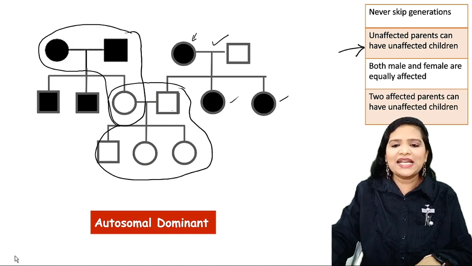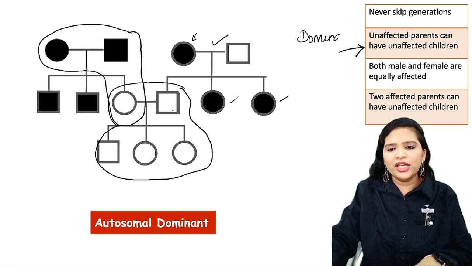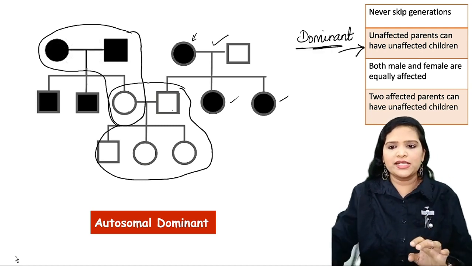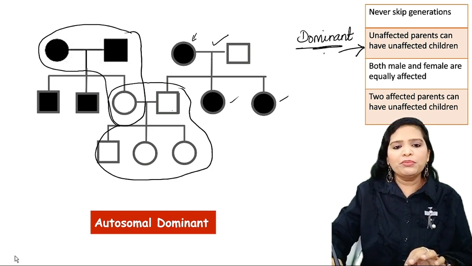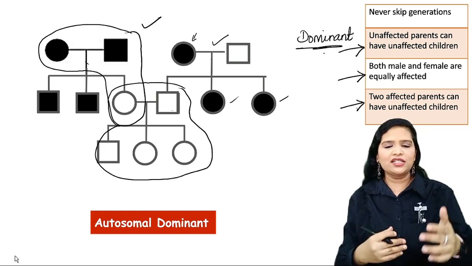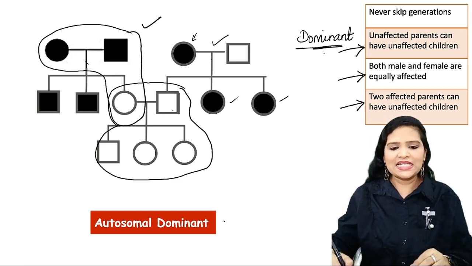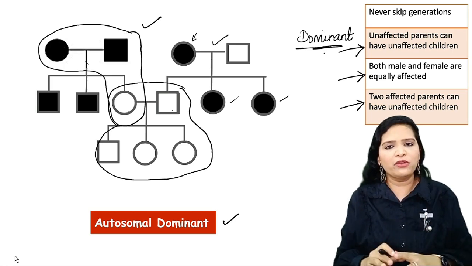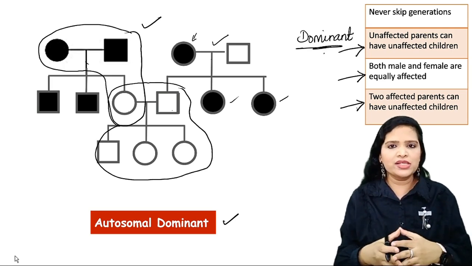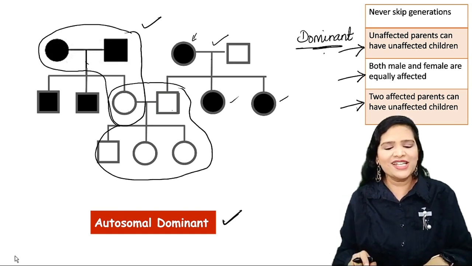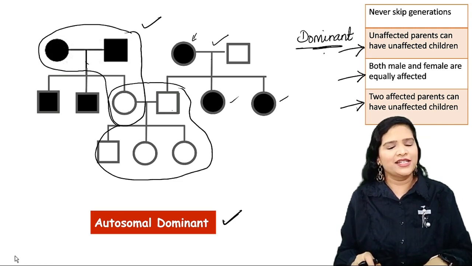Two unaffected parents having unaffected offspring is the typical characteristic of a dominant type. Dominant type means the parents are unaffected, so the kids are also unaffected. Then see here, both males and females are equally affected, and two affected parents can have unaffected children. Since it falls under this rule, this is an example of autosomal dominant. We have 3-4 rules for each type of inheritance, so even if only 1 or 2 rules are shown in the figure, if they are applicable, we can write this with confidence. So this is autosomal inheritance.